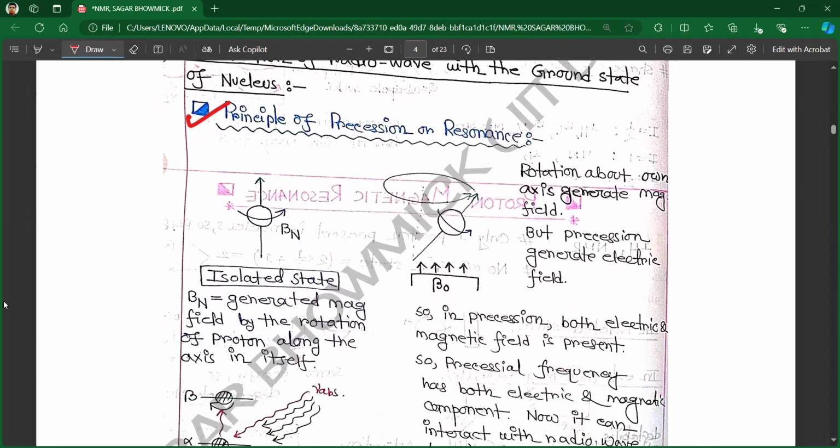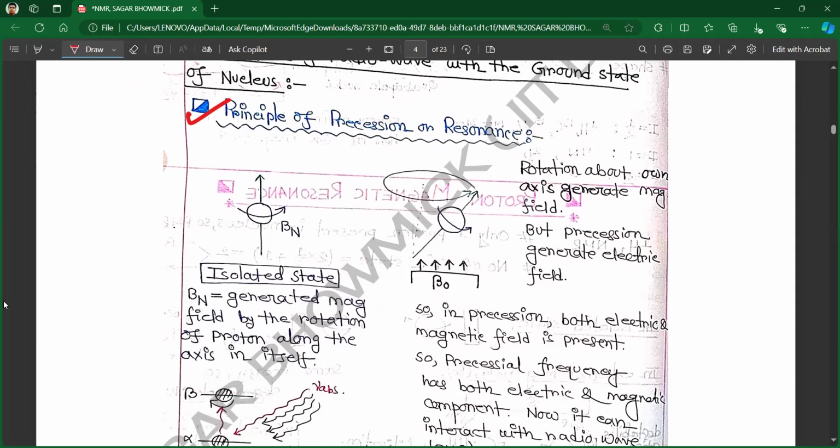We will understand that. Suppose in the isolated state, meaning there is no external magnetic field, a nucleus is rotating like this. This is the rotating axis. And B n is basically the magnetic field generated by this spin. We know a moving charge always generates a magnetic field. So this is basically the magnetic field generated by this system. And this is very small, isn't it? Now, what happened? I have applied an external magnetic field B naught. What will happen?